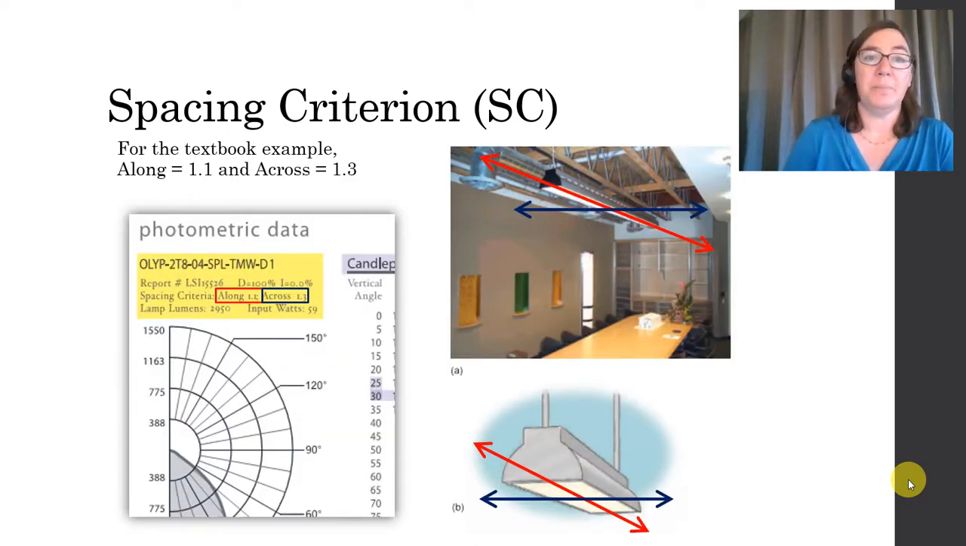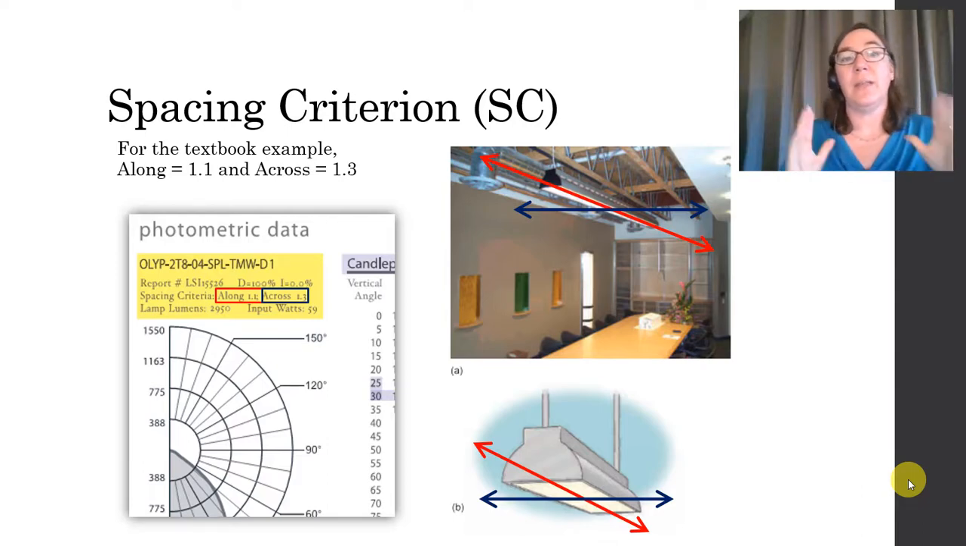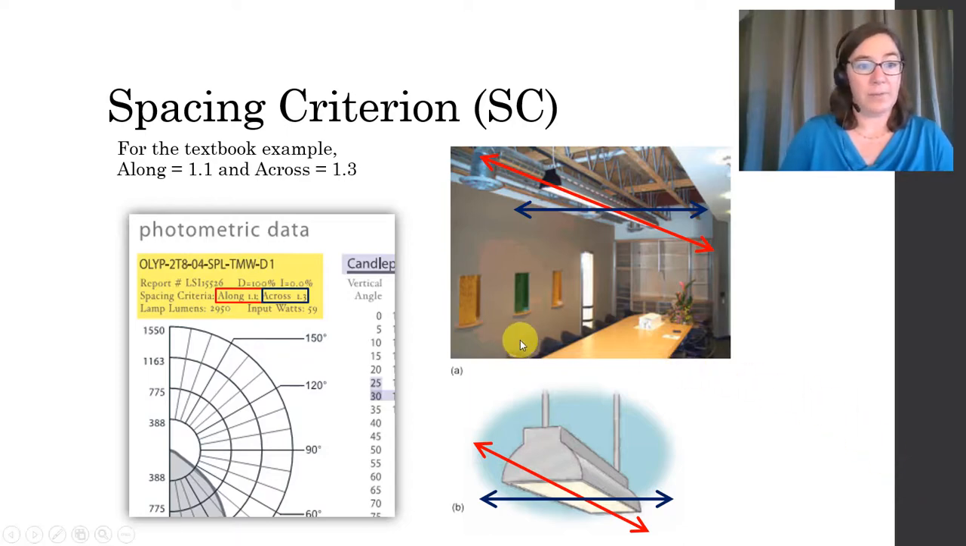In the textbook example, the spacing criteria is given in the photometric data. That would typically be in your spec sheet or cut sheet for your luminaire. And you can see it right here. So spacing criteria along is 1.1 and across is 1.3. So remember that along is in this direction, and you can see it in the photo here in the length of this luminaire, and across would be perpendicular to that.